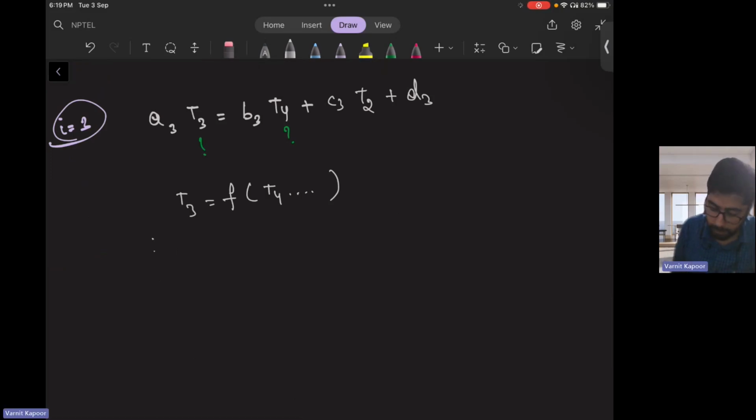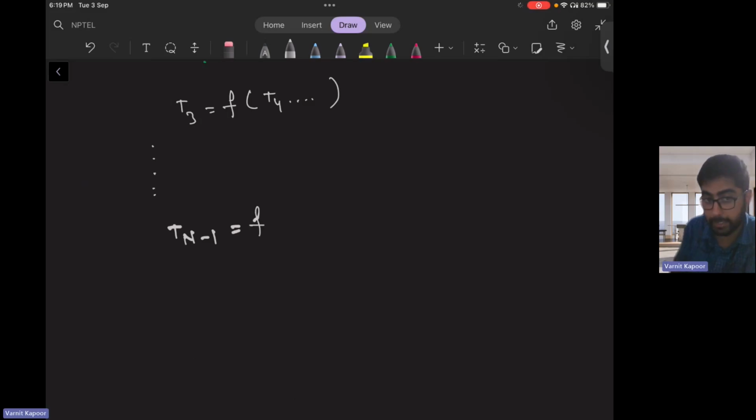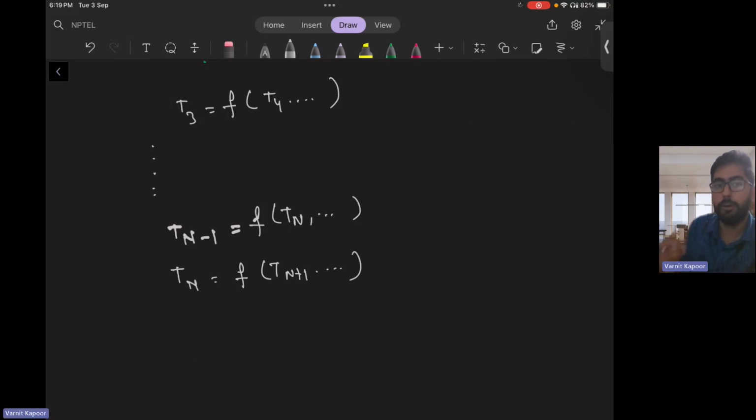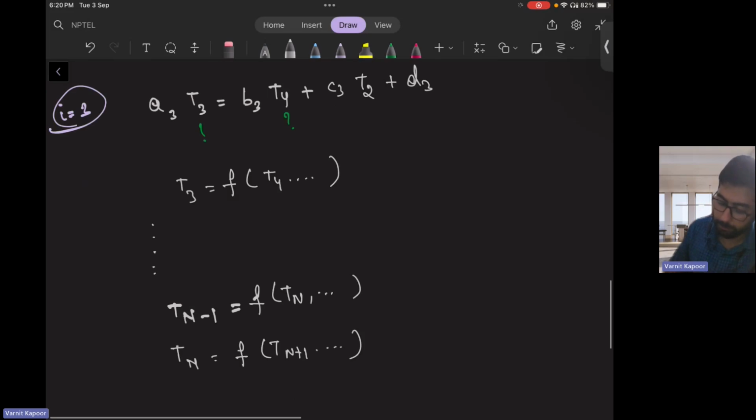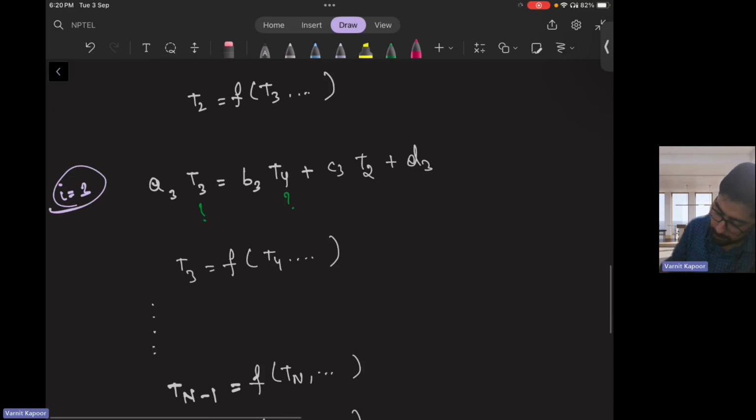Similarly, if you go for the nth node, the n minus 1 node, you can directly say that Tn minus 1 is nothing but a function of the next, T of n, and some constant. And T of n will be a function of T of n plus 1, and so on. So that means you have forward substituted the values here. When you were putting the values, that was forward substitution.